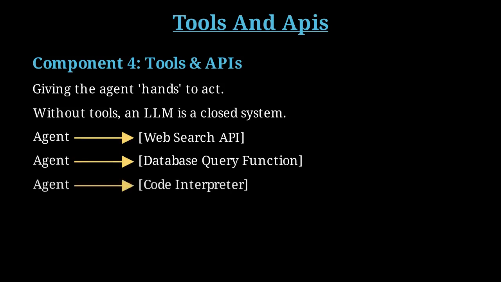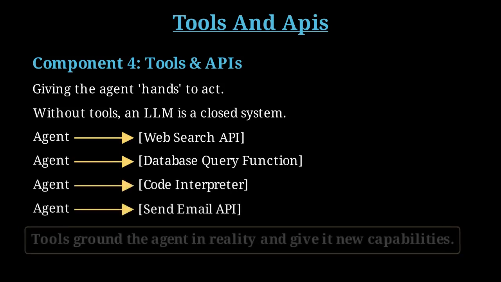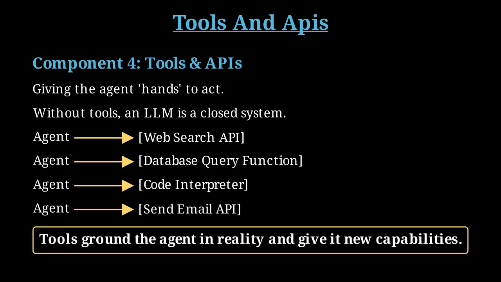A tool can be anything from a simple calculator or a Python code interpreter to a complex API call that searches the web, queries a database, sends an email, or books a flight. By providing an agent with a well-defined set of tools, you grant it specific capabilities, enabling it to go beyond its inherent knowledge and perform real, tangible actions in the digital or even physical world.